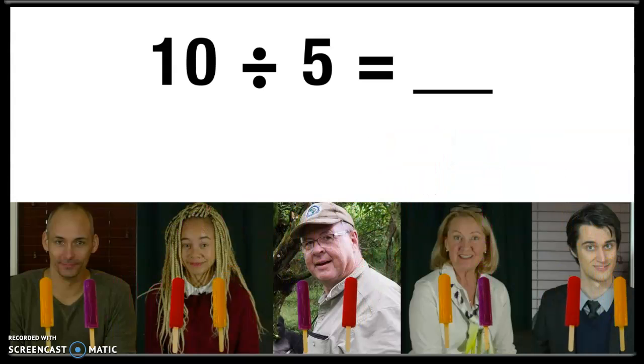Now that they are all divided, we can see that each person gets 2 popsicles. When we divide the popsicles, all of the groups are equal. Each person gets the same number of popsicles. 10 divided by 5 equals 2.